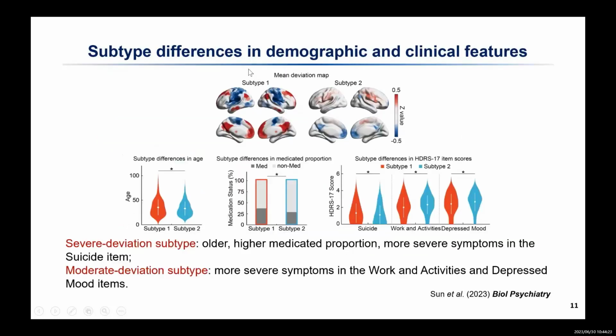We validated subtype differences in demographic and clinical features. The severe deviation subtype, which showed positive deviations in default mode, was significantly older, had a higher medicated proportion, and had more severe symptoms in the suicide item, while the moderate deviation subtype showed more severe symptoms in the work and activities and depressed mood items.